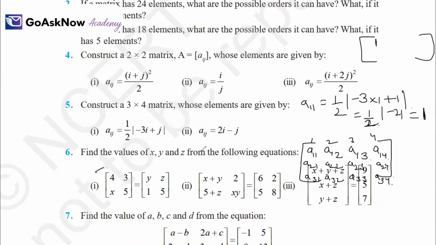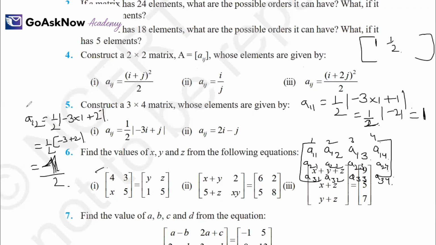Now find the second element. What will it be? A12. Just substitute the i and j values: half mod of minus 3 into 1 plus 2. So you will get half into mod of minus 3 plus 2, that is equal to minus half, and then the mod makes it plus half. Mod will always give you a positive value, so the answer will be plus half. So the second element is plus half.